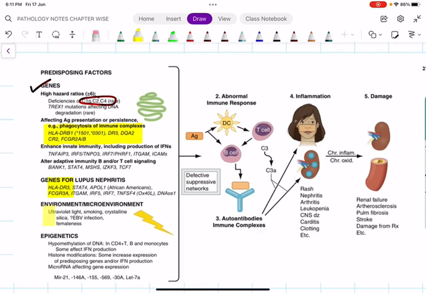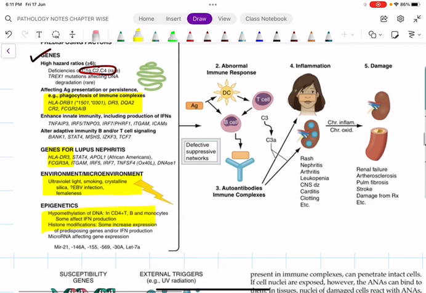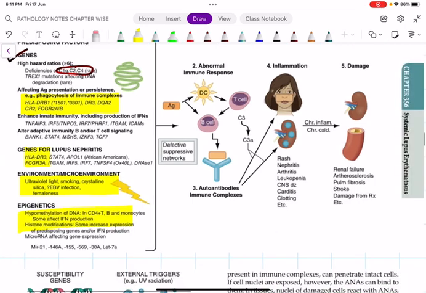Then environmental factors: ultraviolet light, smoking, Epstein-Barr virus infection, all those. Then some histone modifications, which is not that important. So you can see there will be some abnormal immune response. I told you, activation of B lymphocytes, inflammation, finally tissue damage. It may cause tissue damage in almost all structures, right from head to toe. The patient will have clinical features.